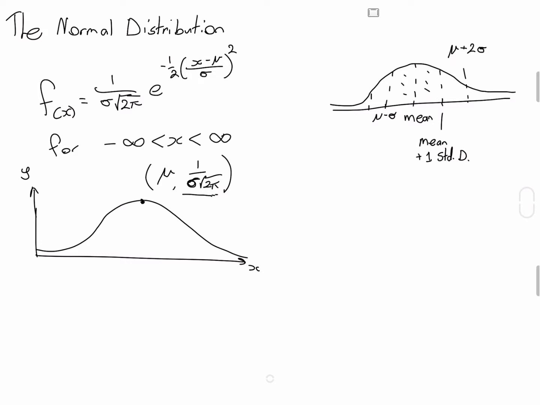So what does that mean? This will start to make sense when we look at it in terms of integration. So if we've got the integral from minus infinity to infinity of f of x, which is our probability density function, with respect to x, well, this is going to always equal 1.